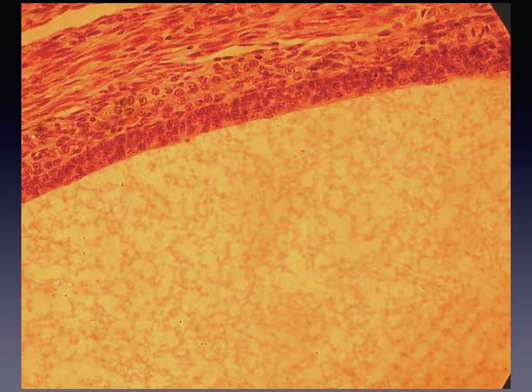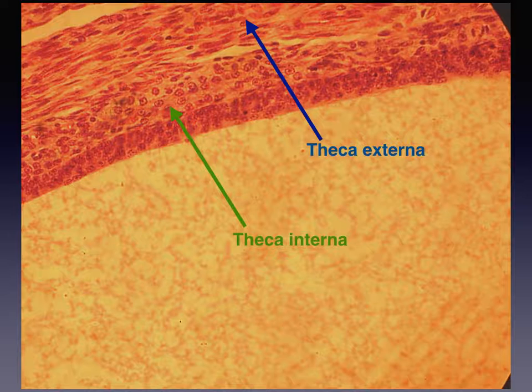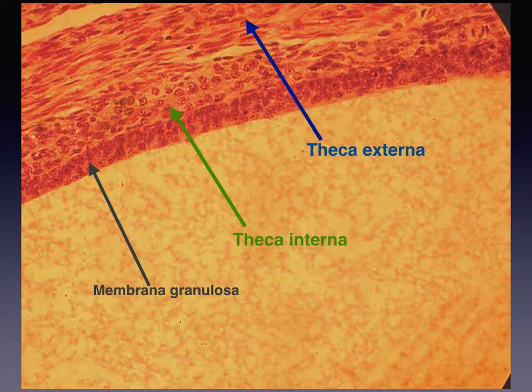Now we have high power magnification, the theca layers, which is composed of the theca externa and the theca interna, and the membrana granulosa. The theca interna is important because it is where the androstenedione, which is the precursor of estradiol. This androstenedione will diffuse and be converted by an aromatase enzyme to become your estradiol.